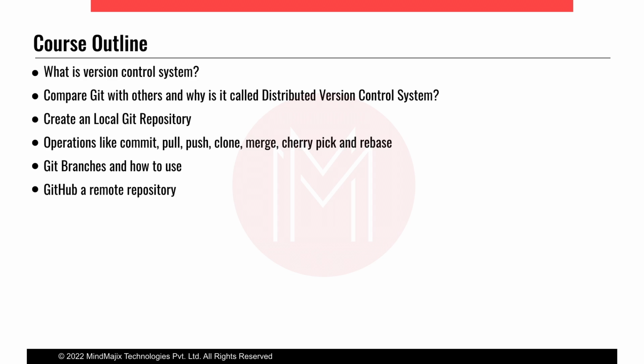is what is a version controlling system, and compare Git with others, and why it is called a distributed version control system. Create a local Git repository and operations like commit, pull, push, clone, merge, cherry-pick, and rebase. And then Git branches and how to use GitHub, a remote repository.